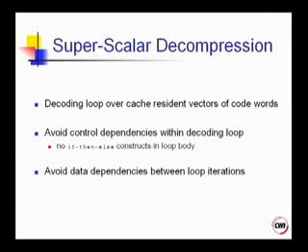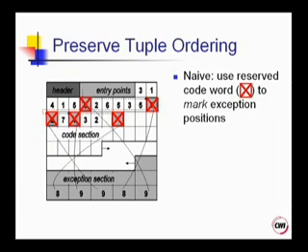That gets us to the design guidelines for decompression code. We implement the decompression as loops over the code words. We decompress these, and we want to avoid if then else in them, and also the data dependencies. And I'll show you soon how. The naive way to mark the positions of the exceptions within the code section is to use a specific reserved symbol for them. And this doesn't work because it requires an if then else in the decoding loop.